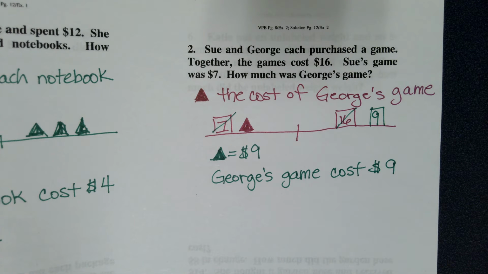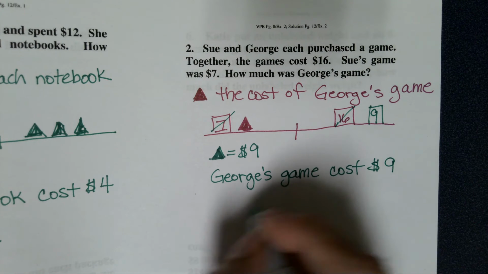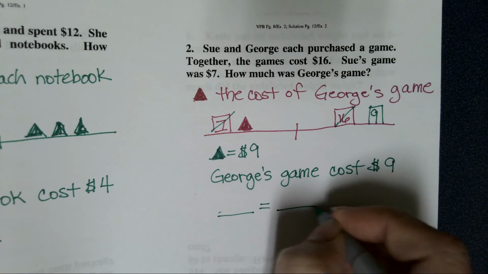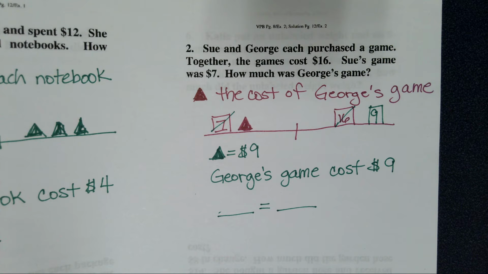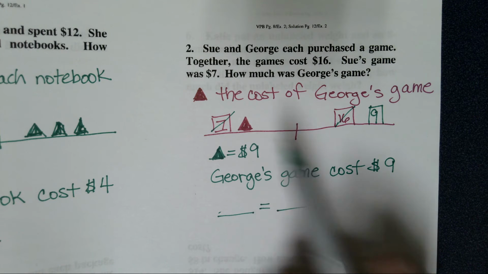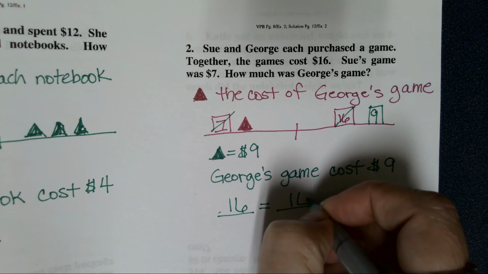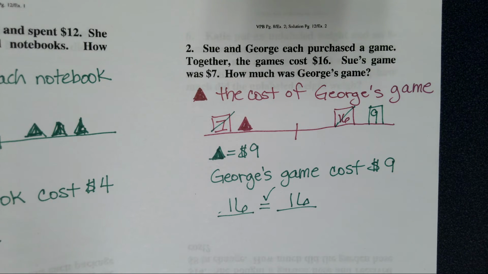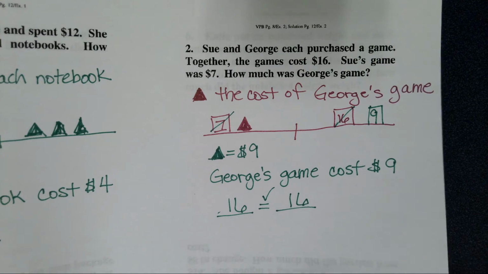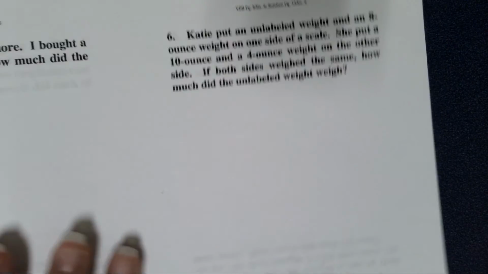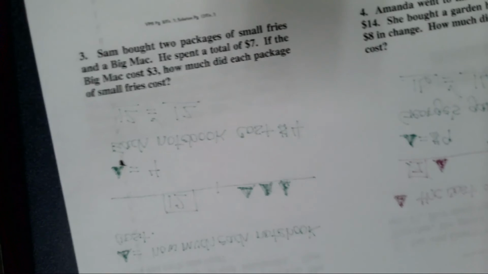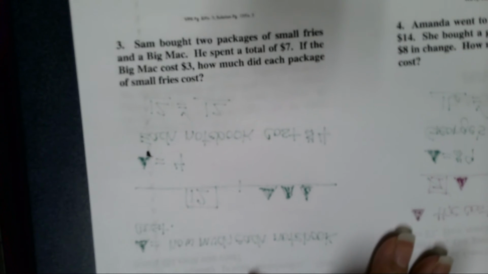Are we done? Not yet. We have to do our check. We always do our check. If we do our check and we don't get the right numbers, then we know that we did something wrong and we need to go back and correct it. So let's plug in 9. What's 7 plus 9? 7 plus 9 is 16. And we started with a 16 on the right, so 16 equals 16, and that is a check. Good check. Let's do problem number 3, and then you guys are going to be doing problems 4 through 6.